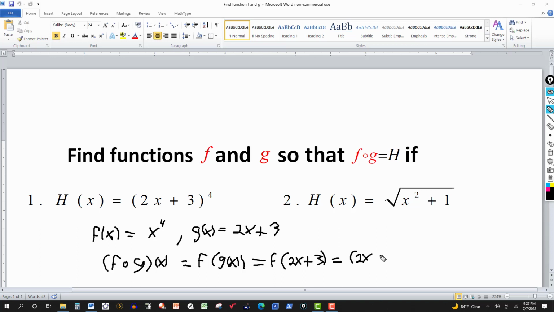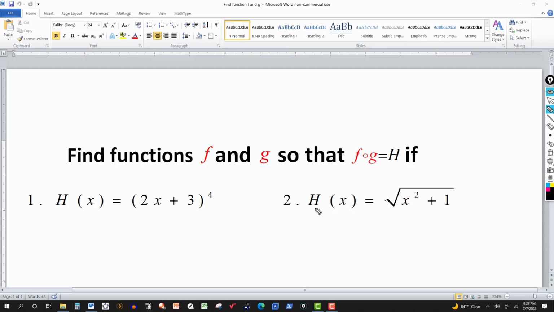2x plus 3 to the fourth. And this f composition g, of course, is what was named h of x. And that's what we're trying to show. This h of x does equal (2x plus 3) to the fourth. And that's your solution for that one.